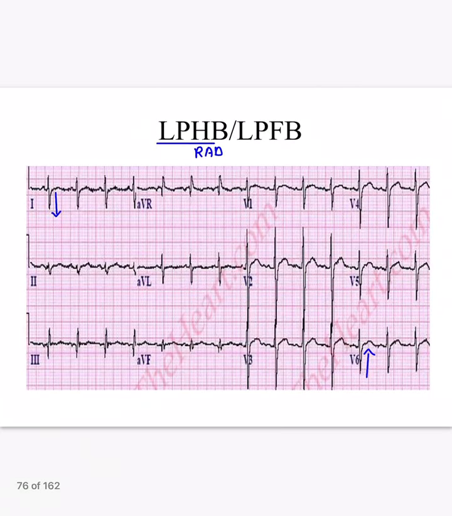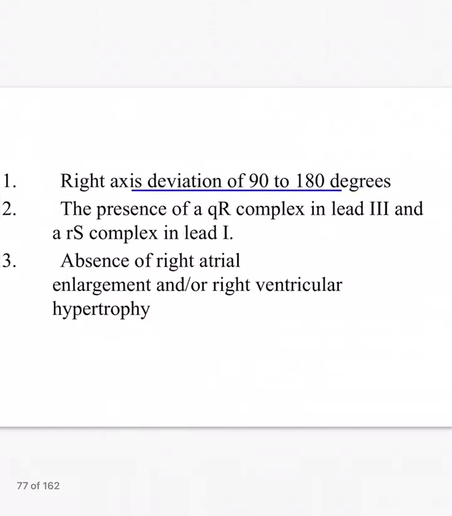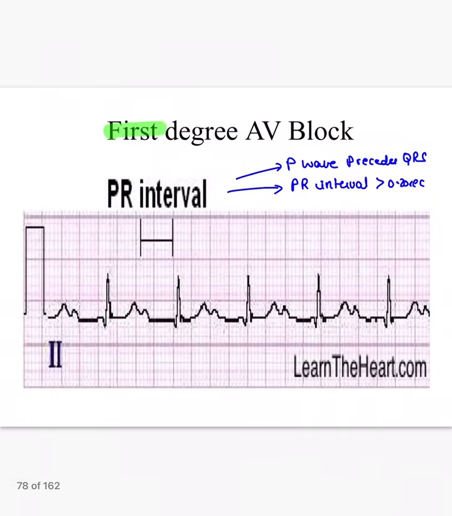This is important. Now left posterior hemiblock, remember the mnemonic RALPH, which means right axis deviation. Let's find out the axis. See lead 1 and aVF. What happens is both of them are reaching each other, which is an example of right axis deviation. There is a right axis deviation of 90 to 180 degrees. So this is important.